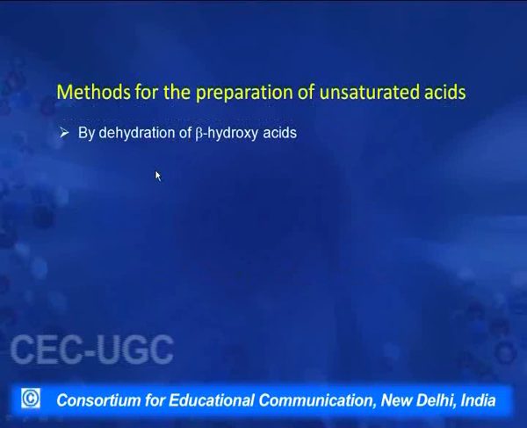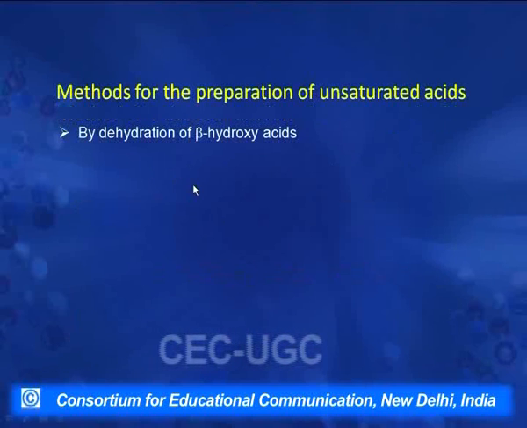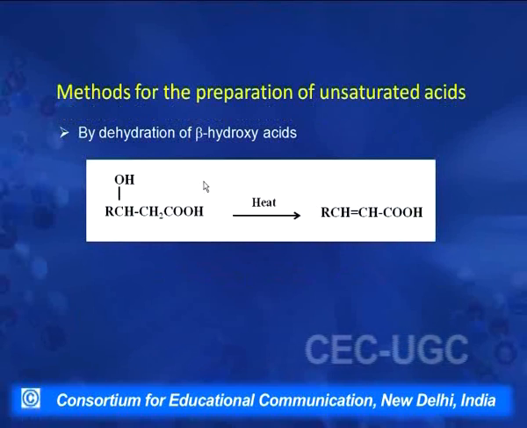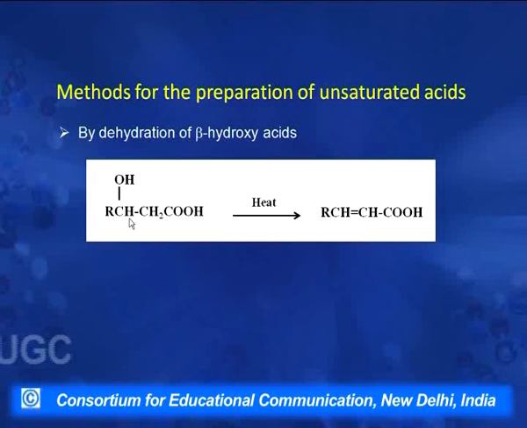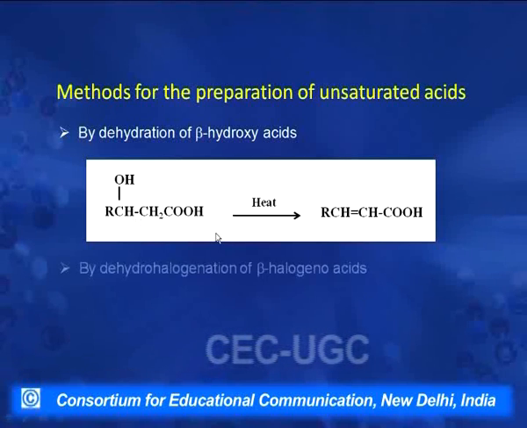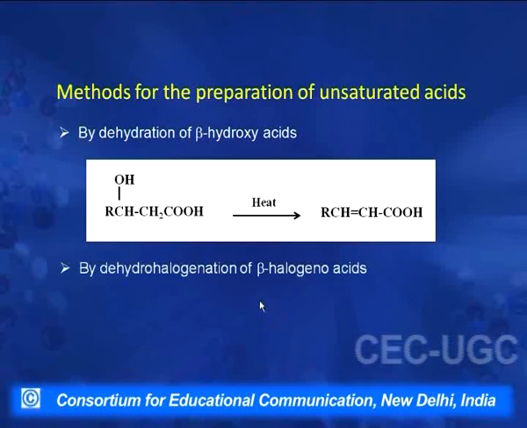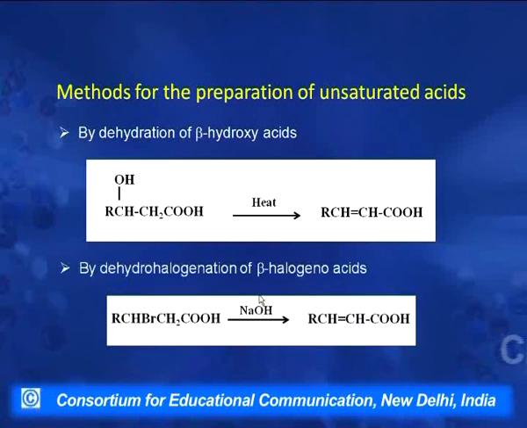Then we can get these unsaturated acids by the dehydration of beta hydroxy acids. We discussed that beta hydroxy acids on heating undergo dehydration, losing a water molecule and taking hydrogen from the alpha carbon. Dehydrohalogenation of beta halogeno acids on treatment with alkali, they also eliminate a molecule of halogen acid taking hydrogen from the alpha carbon.